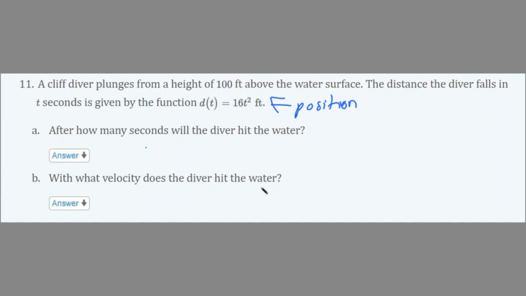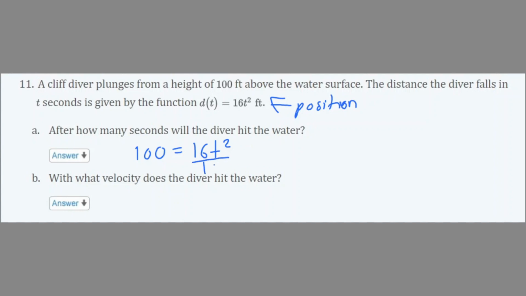So A is asking us after how many seconds will the diver hit the water. So we want to find out after how many seconds, because this equation gives us how many feet it falls when the diver's on a free fall. So we want to find out how many seconds it takes the diver to fall 100 feet. So we would just set that equal to 100 feet.